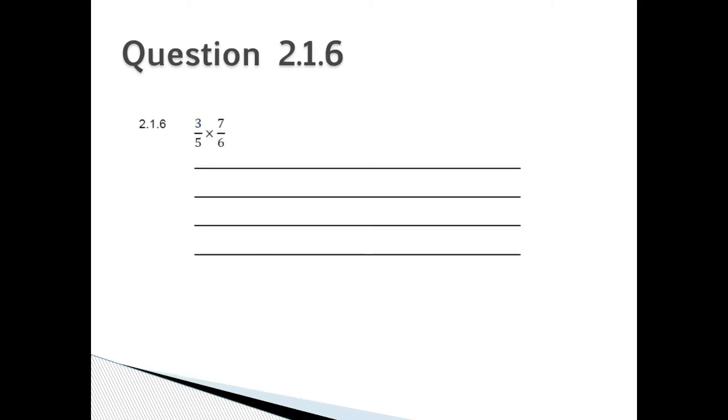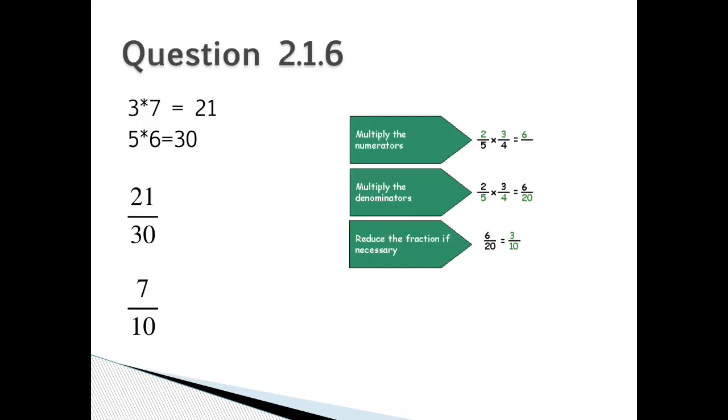2.1.6, 3 over 5 times 7 over 6. When dealing with fractions and multiplication, it's important to know the rules. Multiply the numerators, multiply the denominators, reduce the fraction if necessary. So 3 times 7 is 21, 5 times 6 is 30, and 21 over 30 reduced is 7 over 10.